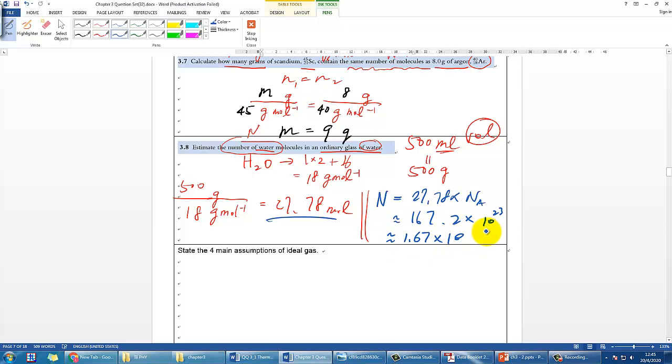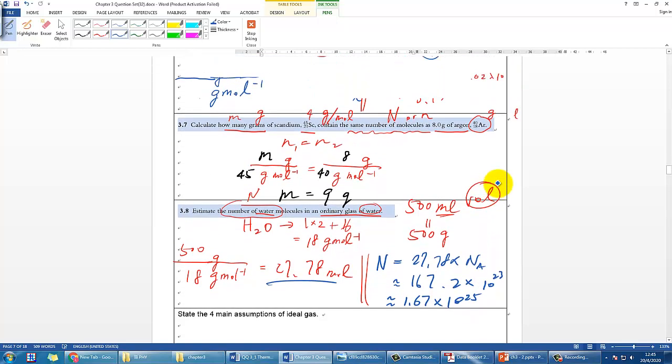This is actually rounded off anyway. So it will be 25 in that case. Again, there's no unit for this. Okay, so that is all for the calculation. It's very simple.